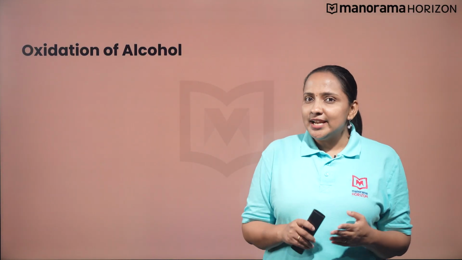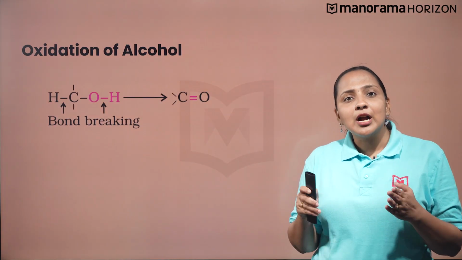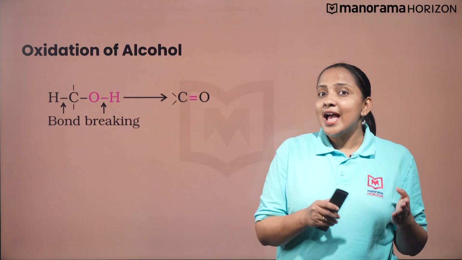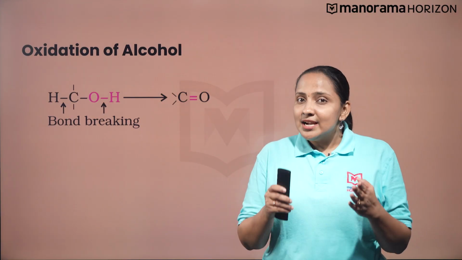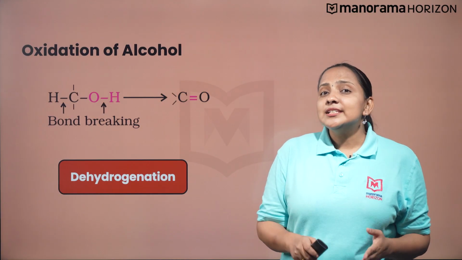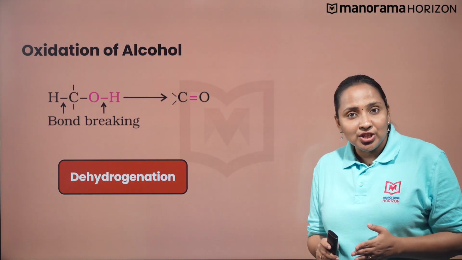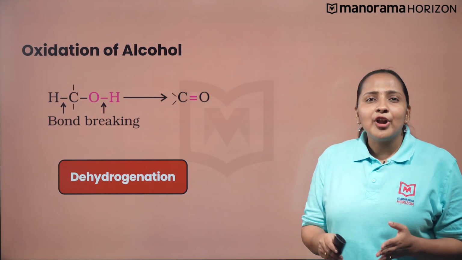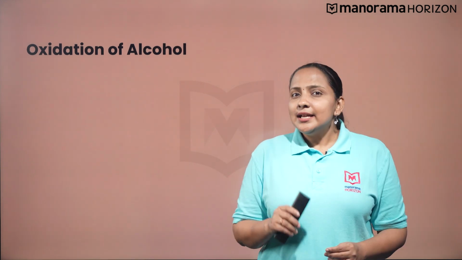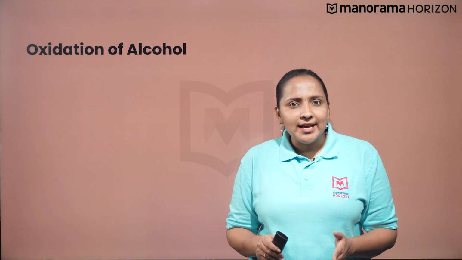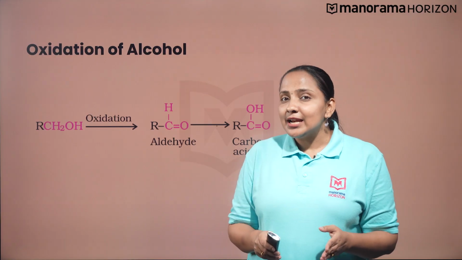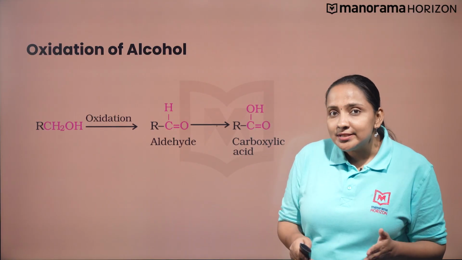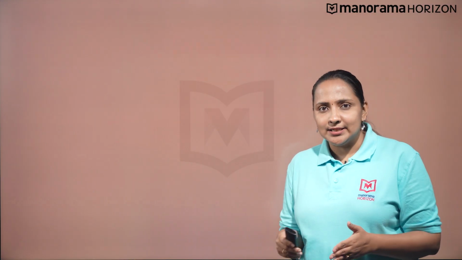In the case of oxidation of alcohol, the formation of a carbon-oxygen double bond takes place with cleavage of oxygen-hydrogen and carbon-hydrogen single bonds. These are also known as dehydrogenation reactions, as these involve loss of dihydrogen from an alcohol molecule. Here, depending on the oxidizing agent used, a primary alcohol is oxidized to an aldehyde, which in turn is oxidized to a carboxylic acid.